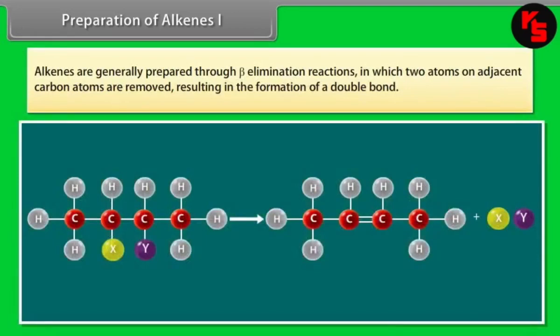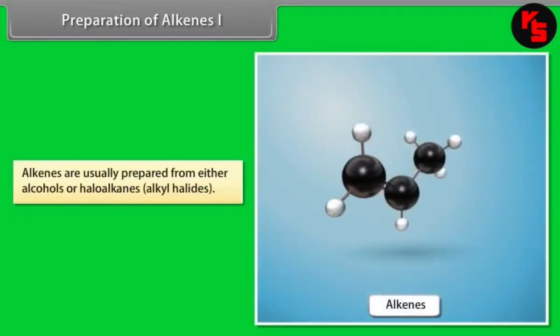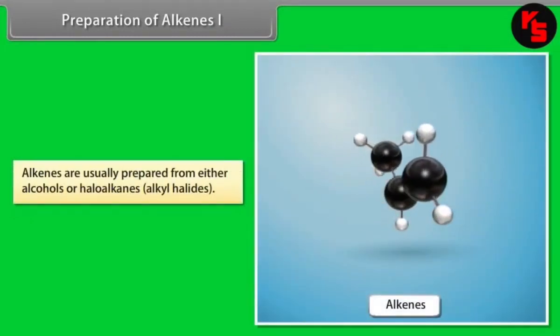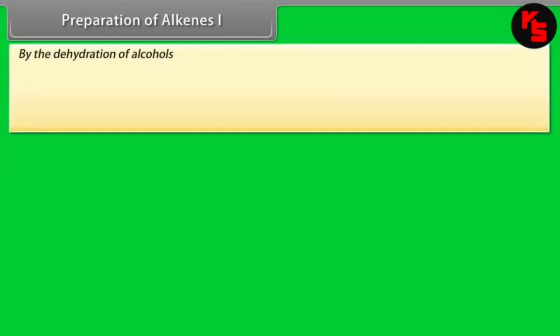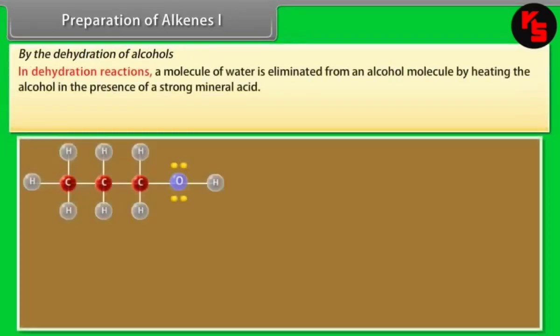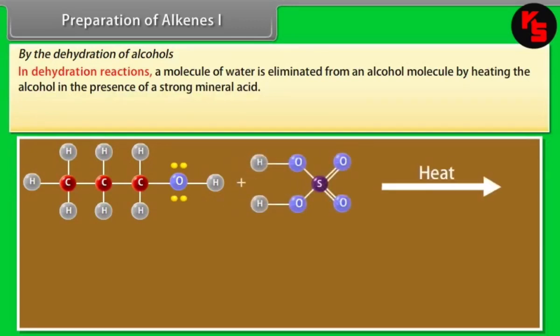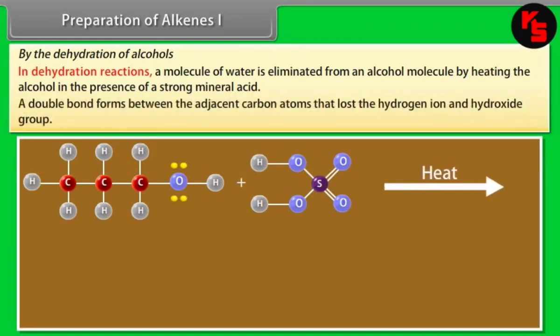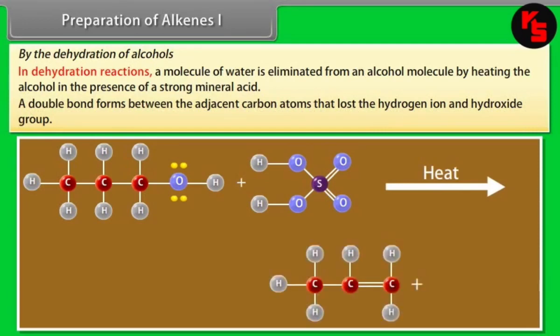Preparation of alkenes, Part 1. Alkenes are generally prepared through beta elimination reactions, in which 2 atoms on adjacent carbon atoms are removed, resulting in the formation of a double bond. Alkenes are usually prepared from either alcohols or haloalkanes, alkyl halides, by the dehydration of alcohols. In dehydration reactions, a molecule of water is eliminated from an alcohol molecule by heating the alcohol in the presence of a strong mineral acid. A double bond forms between the adjacent carbon atoms that lost the hydrogen ion and hydroxide group.